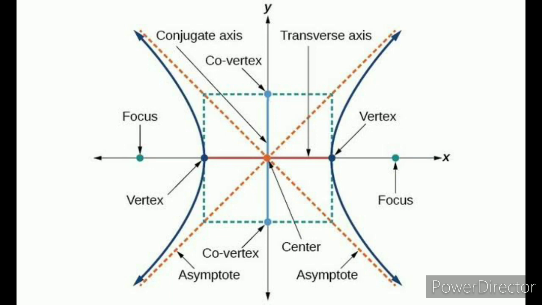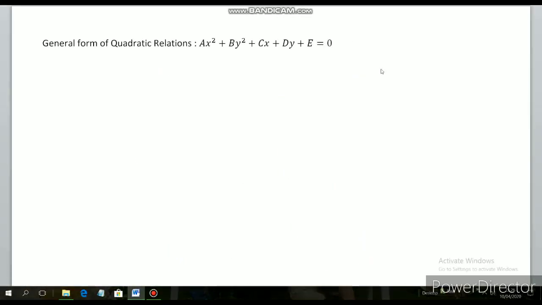So before we go further with the graph, let's go to the equation first. Here we go again with the general form of quadratic relations. So far we have used this one for the circle, for the ellipse, and now for the hyperbola. So what's the difference between an ellipse and a circle? If you are presented with this kind of quadratic relation, how do you know exactly that it will form a hyperbola?